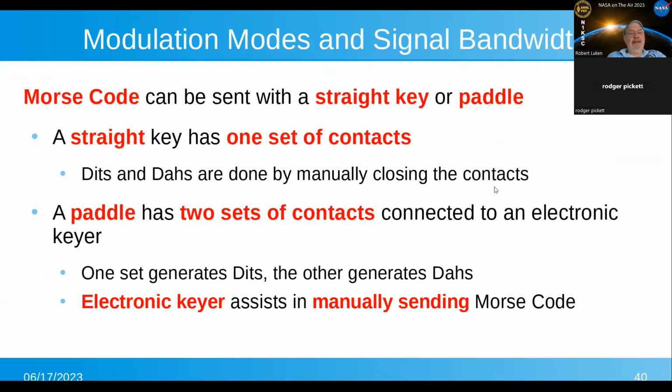Morse code can be sent with a straight key or a paddle. What did you use, Roger? I actually started out on a straight key and then I went to paddle later as I got quicker. If you're not familiar, a straight key is just a single set of contacts, and normally it's vertical. You push it down and it makes contact, and you get a dash or a dot depending on how long you hold it. A paddle is normally horizontal.